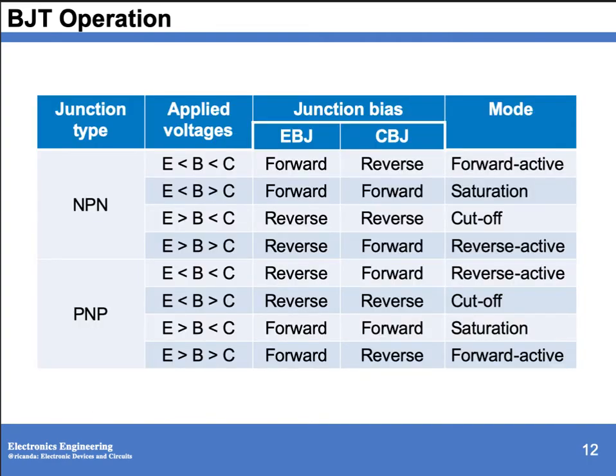So this is the table of junction bias for your emitter-base junction and collector-base junction, and the mode of operation based on the applied voltages for the terminals. It's either emitter, base, or collector for your NPN and your PNP.